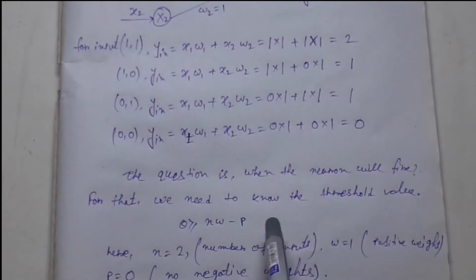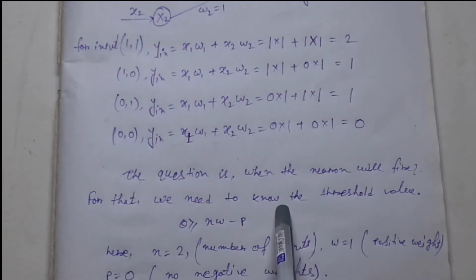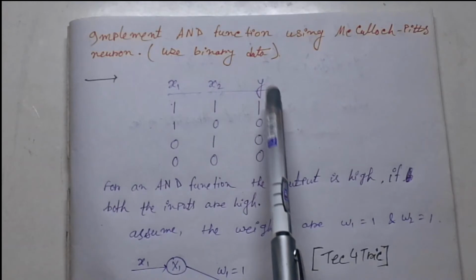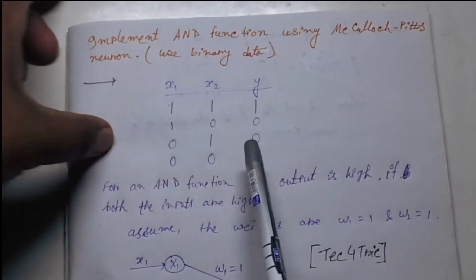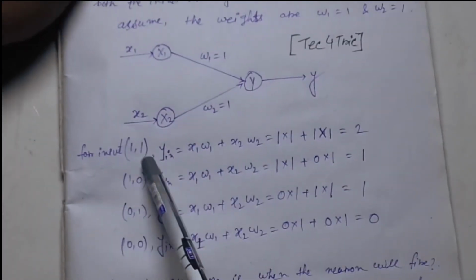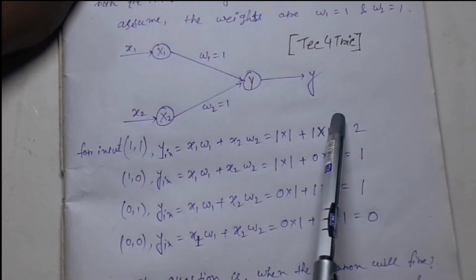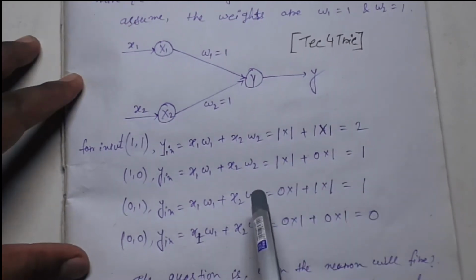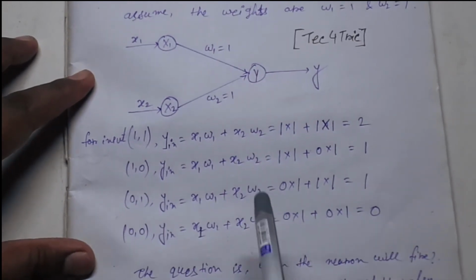Now the question is when the neuron will fire. See, it is an AND function, so we can say that the neuron will fire if both the inputs are high. So basically here both the inputs are high, so the threshold value will be 2. The threshold value will be 2 or more than 2, but this was the conceptual theory. But how to calculate it mathematically?